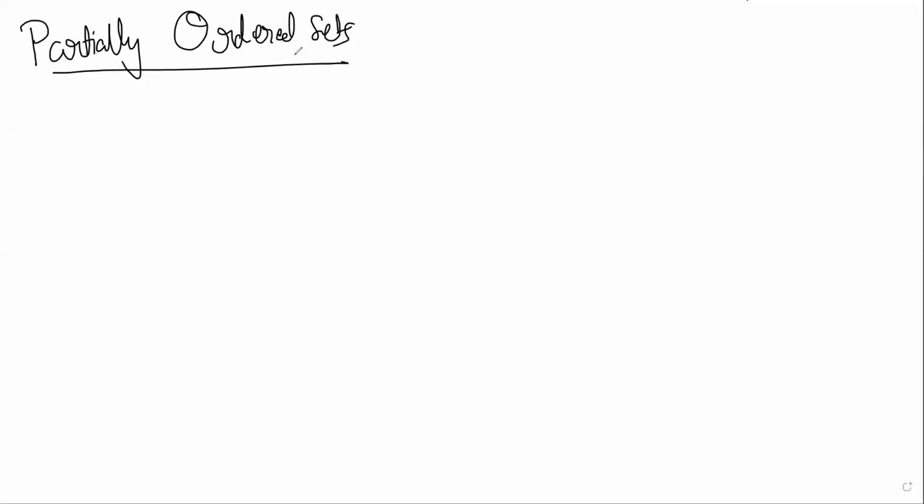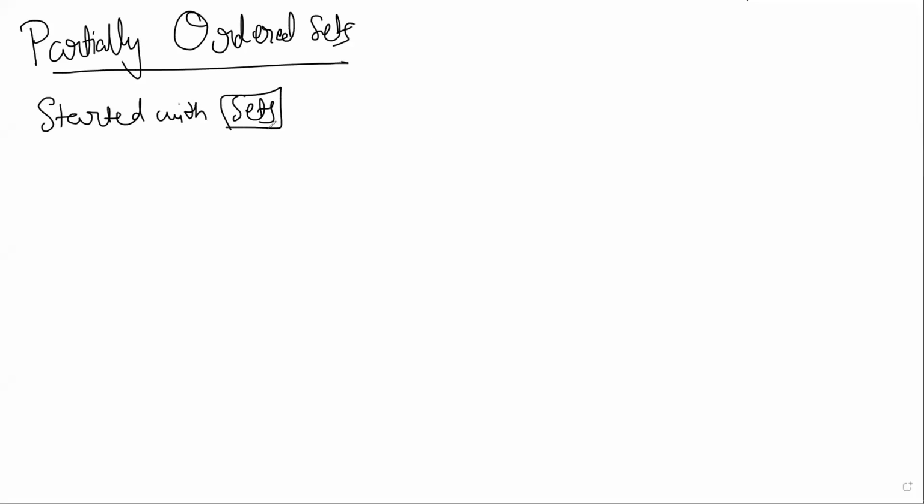Let us continue to do that. So we were looking at partially ordered sets. Well, basically we started with sets. Now, started with sets. Well, what kind of sets?